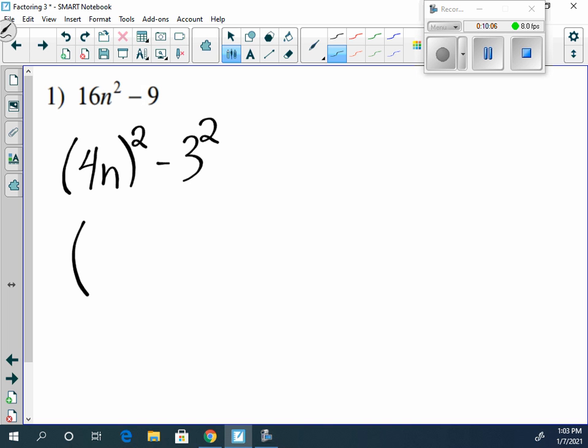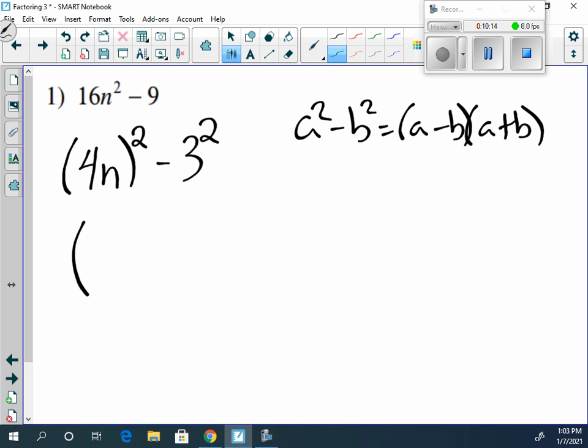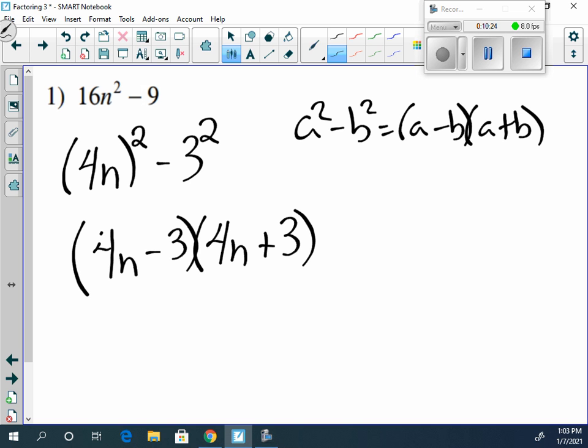And by our formula, that a squared minus b squared is equal to a minus b times a plus b, we can rewrite this as 4n minus 3 times 4n plus 3. So it's just really using this formula.